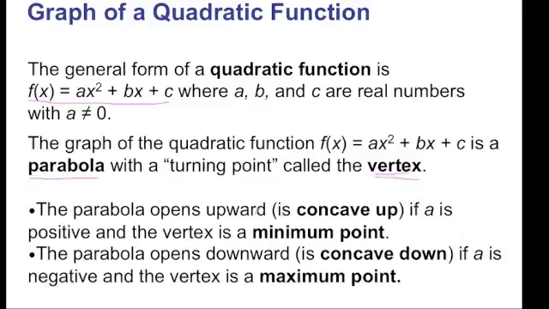The parabola opens up, say it's concave up, if a is positive. If a is positive, it opens up, and the vertex is a minimum point. If it opens down, it's concave down, a is negative, and the vertex is a maximum point. So open up, this would be my minimum point. Opening down, this would be the maximum point.